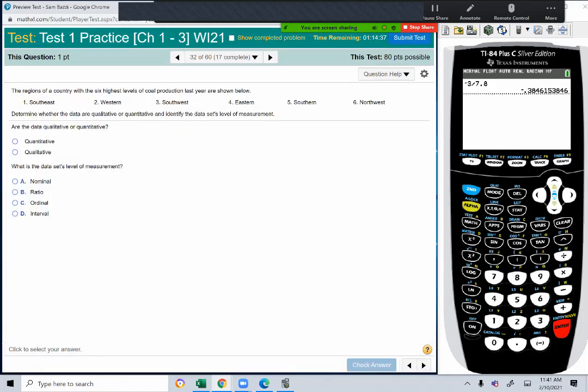The regions of a country with the 6 highest levels of coal production last year are shown below. Determine whether the data is qualitative or quantitative and identify the level of measurement of the data set. Well, this is not quantitative, guys. It's qualitative. It's names of regions, so this is qualitative.